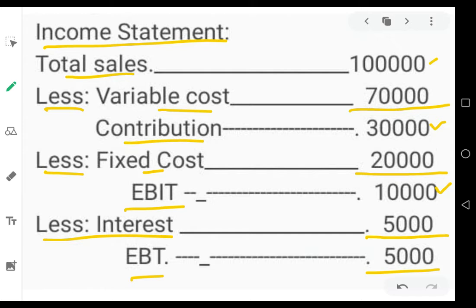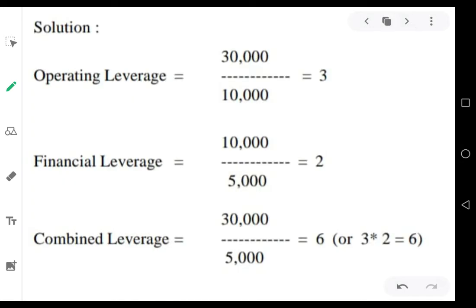Once again, if you see the format, total sales 1 lakh minus variable cost 70,000, the balance contribution is 30,000. From contribution, you subtract the fixed cost 20,000, and you get earnings before interest and tax 10,000. Then less interest 5,000, you will get earnings before tax 5,000. On the basis of this income statement, we are proceeding to calculate our financial, operating and combined leverages. Now, proceed with the operating leverage.